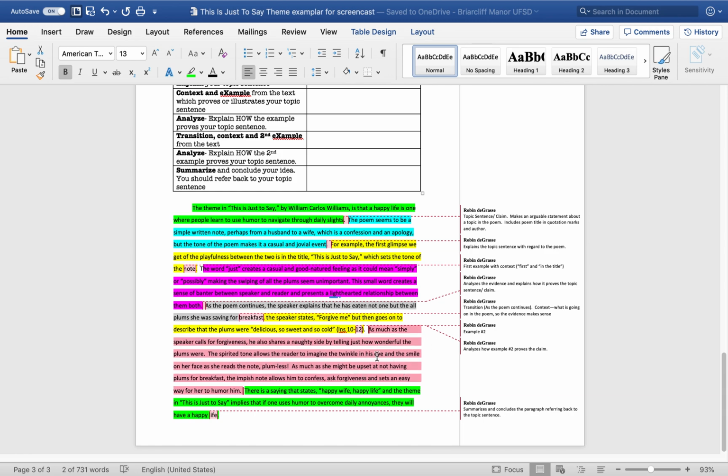So that's a lot of analysis. Notice it's more than one sentence, but we really examine the evidence and we relate it back to our topic sentence. Now, we want to end and conclude our paragraph, but I want it to be slightly different. So I state there's a saying that states, happy wife, happy life. And the theme in "This Is Just to Say" implies that if one uses humor to overcome daily annoyances, they will have a happy life.